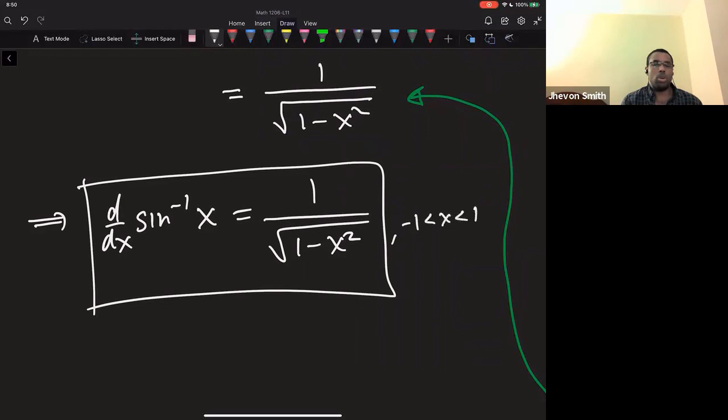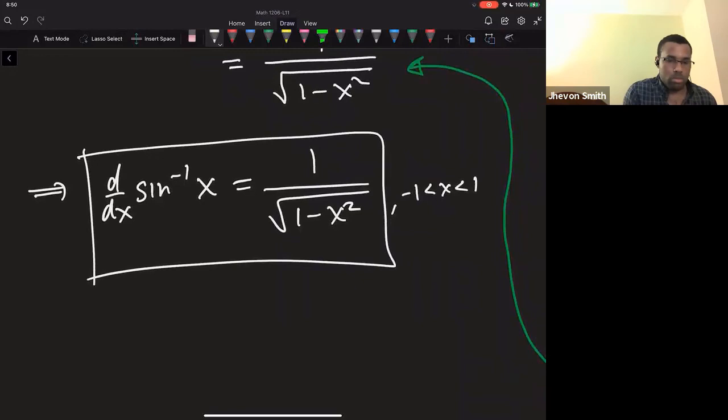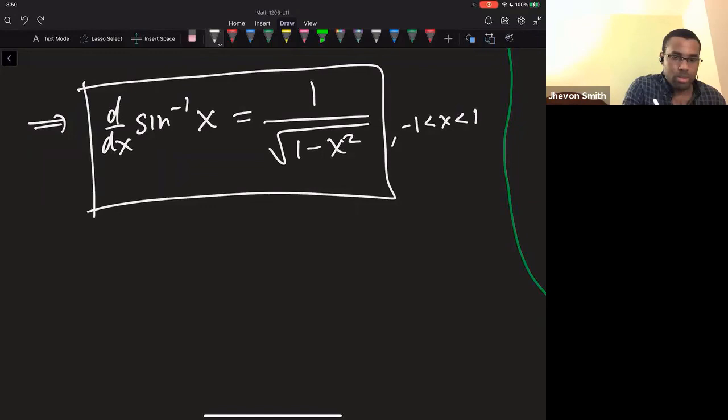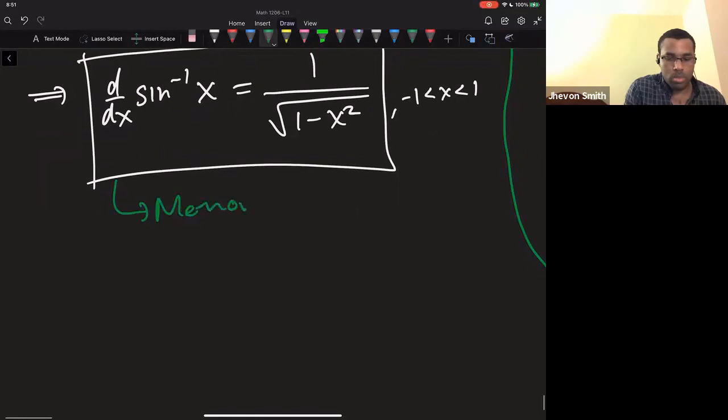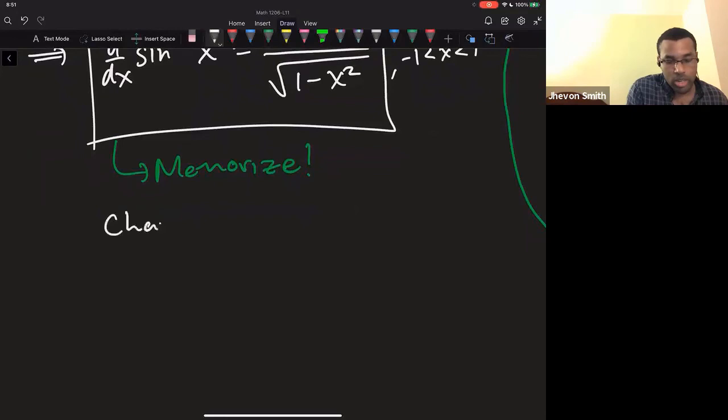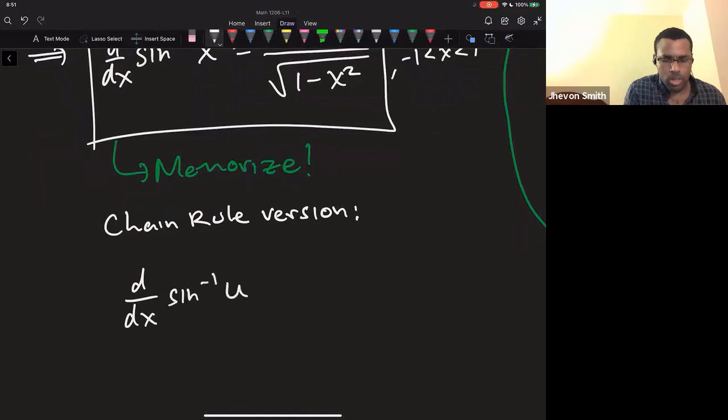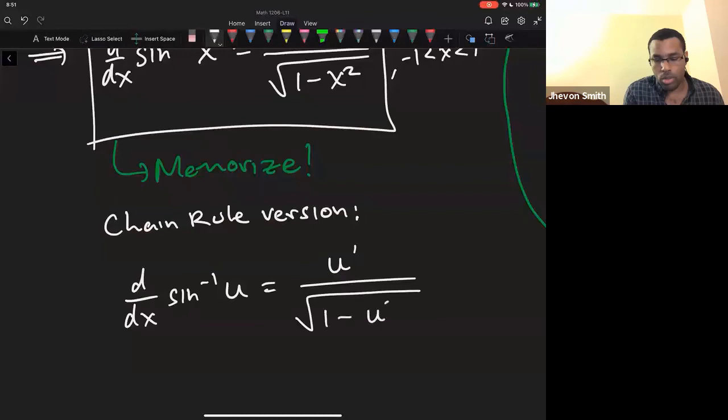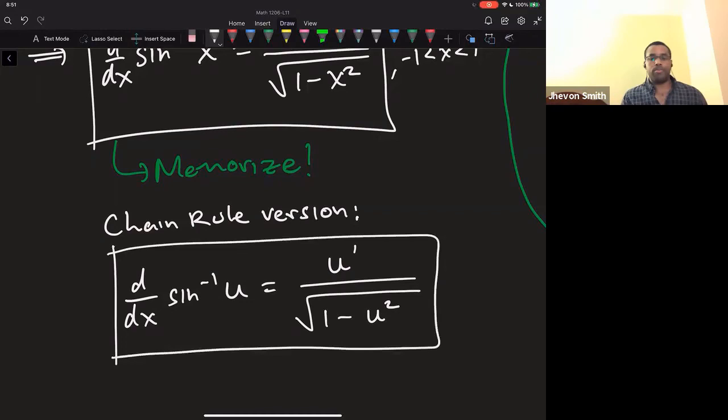This is the formula we know now. You could even, as always, memorize the chain rule version: the derivative of sine inverse of u is u prime over the radical of 1 minus u squared. That's another formula we know now.